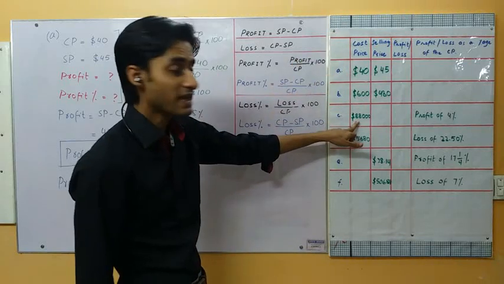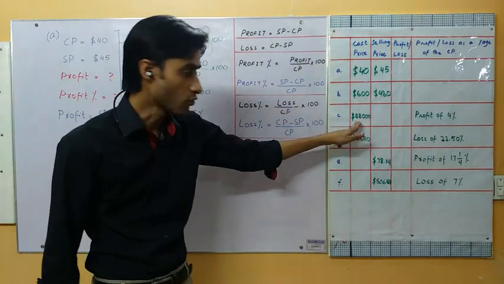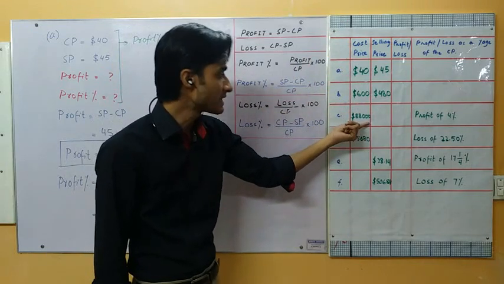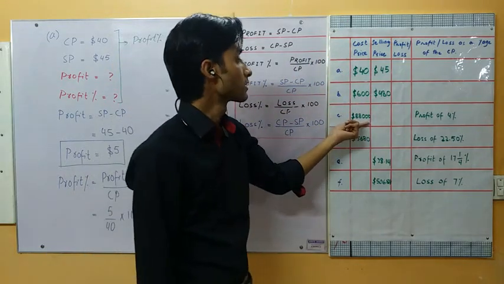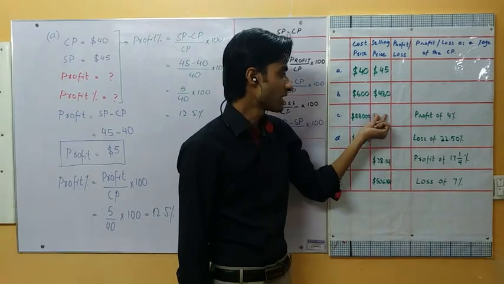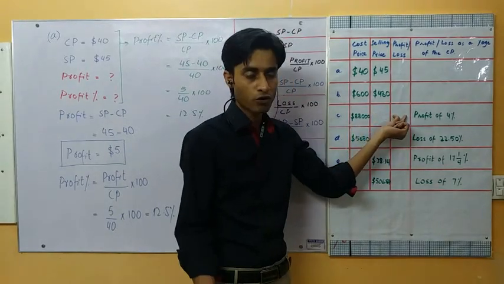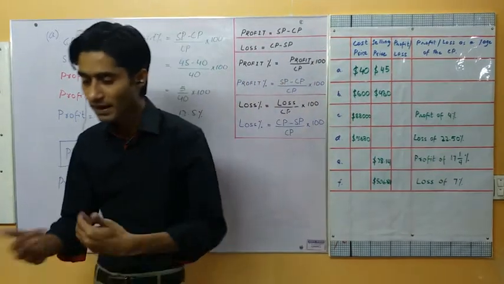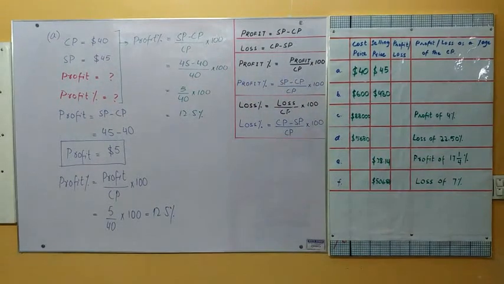Cost price is given. This is $88,000. I do not know whether it's visible or not, but I'm just telling you the value. This is 88,000. Cost price is given and selling price is not there. Profit or loss I do not know. And then in the last column they are saying I have made a profit of 4%.